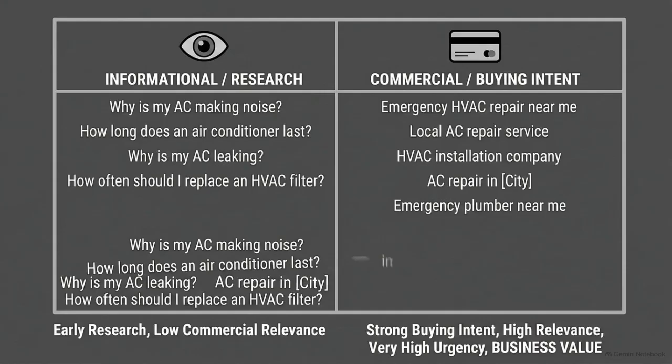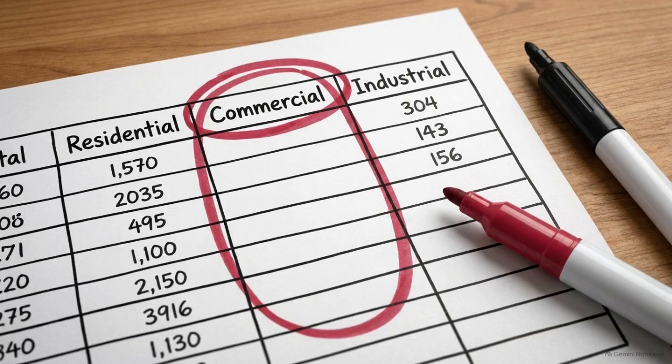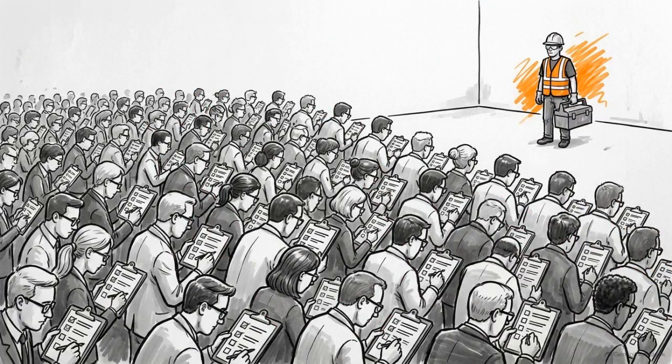Informational queries, like "Why is my AC making noise?" are used for early research. Commercial queries, like "Emergency HVAC repair near me," are driven by strong buying intent. Look at your own keyword list. If your commercial column is completely empty, you have identified your first major lead leak. Your website is attracting thousands of researchers instead of people who are ready to hire a contractor today.